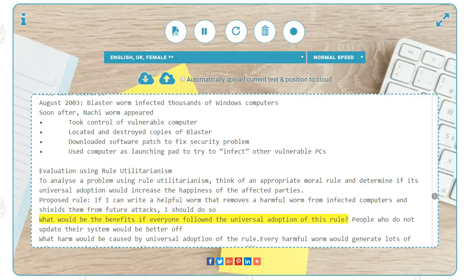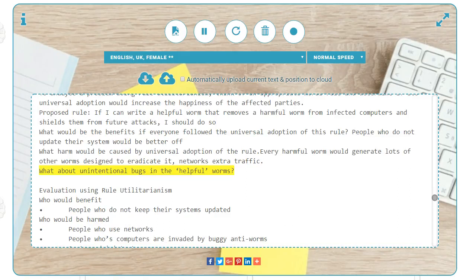What would be the benefits if everyone followed this rule? People who do not update their systems would be better off. What harm would be caused by universal adoption of the rule? Every harmful worm would generate lots of other worms designed to eradicate it, causing extra network traffic. What about unintentional bugs in helpful worms?